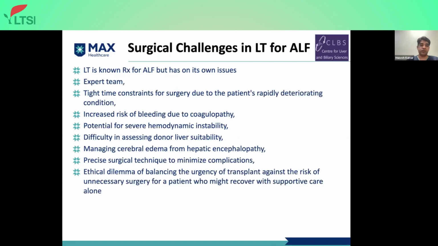Next. So what are the challenges in liver transplant for ALF? As liver transplant is the known treatment for ALF patients who are not recovering spontaneously, it has its own issues, and the team should be expert enough to deal with it in a rapid manner. There are tight time constraints for surgery due to the patient's rapidly deteriorating condition, increased risk of bleeding due to coagulopathy, potential for severe hemodynamic instability, difficulty in assessing donor liver suitability, managing cerebral edema from HE, the need for precise surgical technique to minimize complications, and the ethical dilemma of balancing the urgency of transplant against the risk of unnecessary surgery in patients who might recover without transplant. Next.